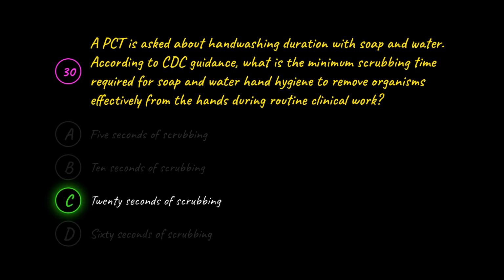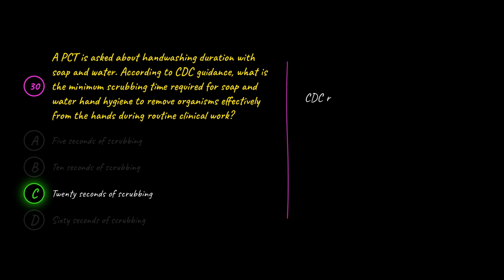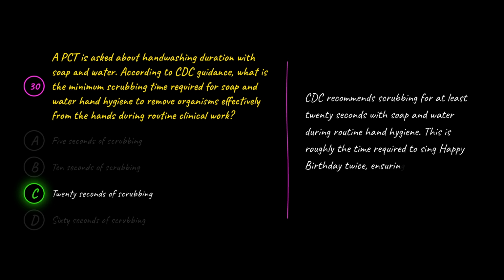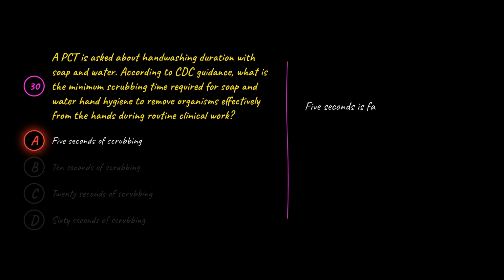The correct answer is C. 20 seconds of scrubbing. C is correct because CDC recommends scrubbing for at least 20 seconds with soap and water during routine hand hygiene. This is roughly the time required to sing Happy Birthday twice, ensuring adequate friction time on all surfaces. A is wrong because 5 seconds is far too short to remove organisms effectively.